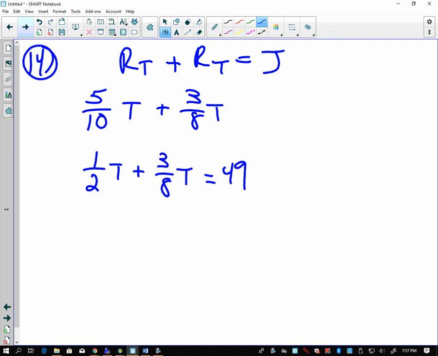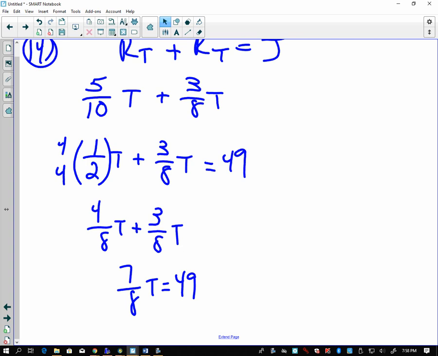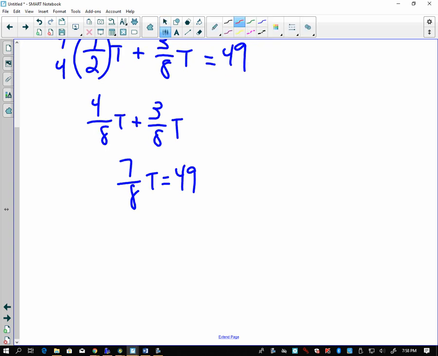And we need that to be 49 rocks. We can go ahead and get this common by multiplying by 4/4. So we would get 4/8 t plus 3/8 t. That would give me 7/8 t equals 49. We want to solve for t. We can't divide by that fraction, but we can multiply by 8/7, the reciprocal. So t equals, hold on, 49 times 8 is 392 divided by 7 is 56 minutes. Way to go.